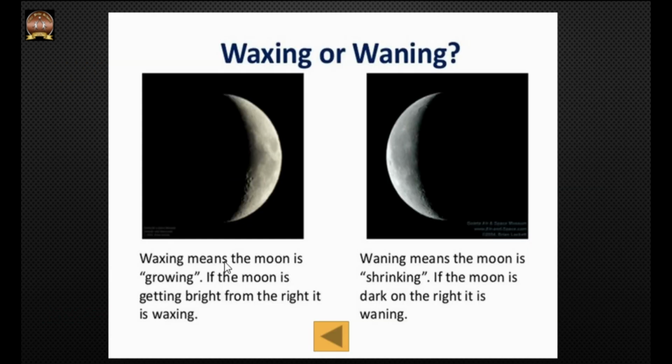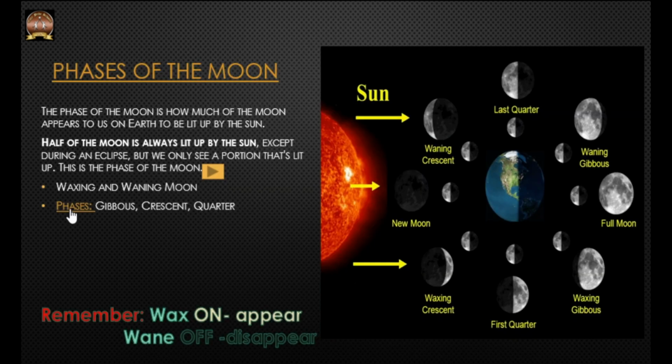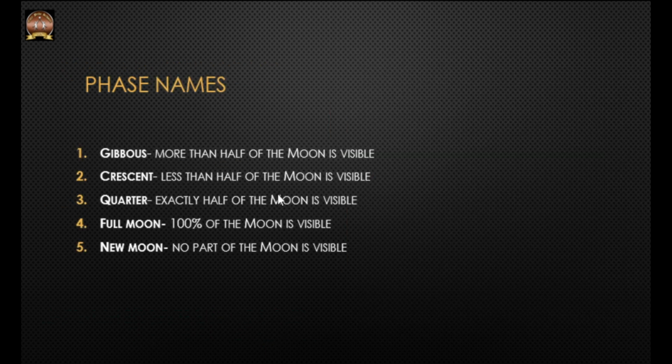So waxing means the moon is growing in its illumination. That is, the moon is getting brighter from the right to the left. Waning means the moon is shrinking or the moon becomes darker and darker on the right. The three main terminologies in moon phases are gibbous, crescent, and quarter. Let's take a closer look at these.